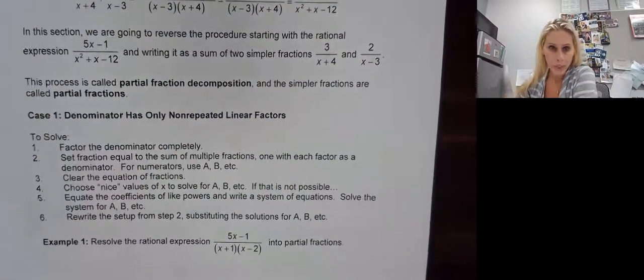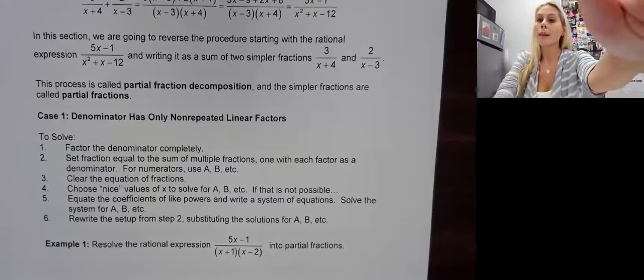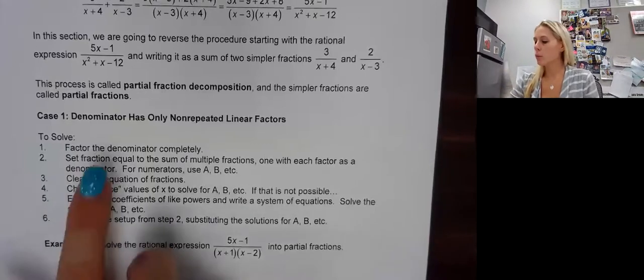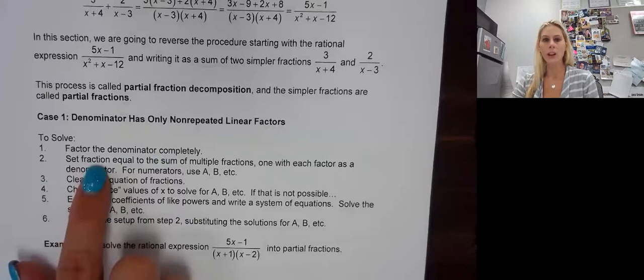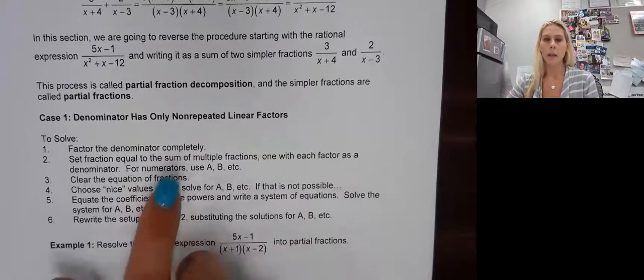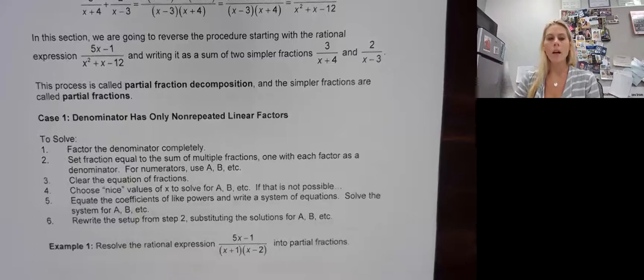Okay. All right. So we're going to go case by case. Make sure you identify what case you're doing before you go to the next problem. This is where many students make a mistake, is they automatically assume it's like case one and not the other cases. So to solve, what we're going to do is factor the denominator completely. We're going to set the fraction equal to the sum of multiple fractions, one for each factor as a denominator. For numerators, using A, B, C, depending on how many factors there are.